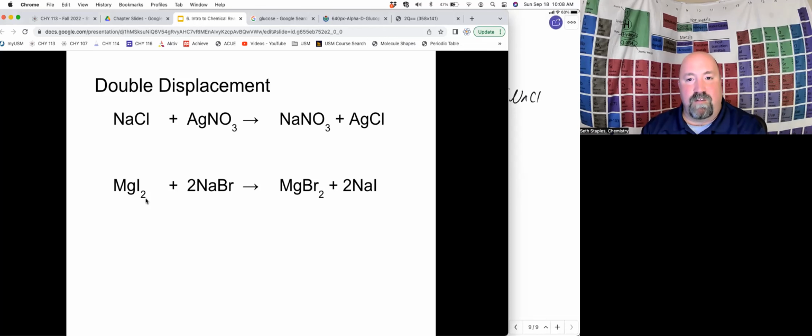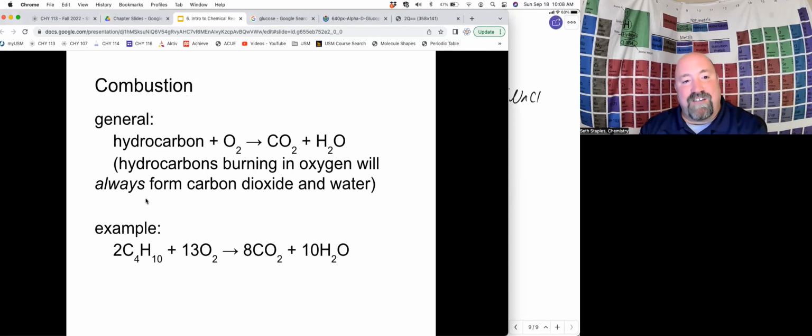Hopefully you came up with these balanced equations. Our last type is a combustion reaction. For the most part, we'll be talking about the combustion of hydrocarbons. A hydrocarbon is made up of only carbon and hydrogen, sometimes oxygen thrown in there as well. Glucose, for instance, would be considered a hydrocarbon. And so hydrocarbons made up of carbon, hydrogen, and maybe oxygen will burn in oxygen.